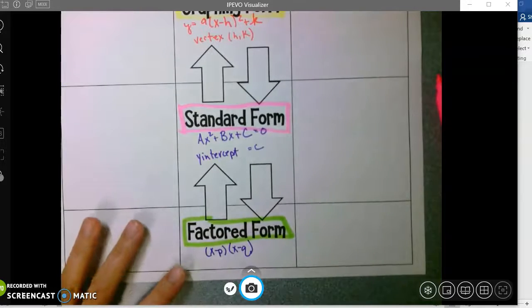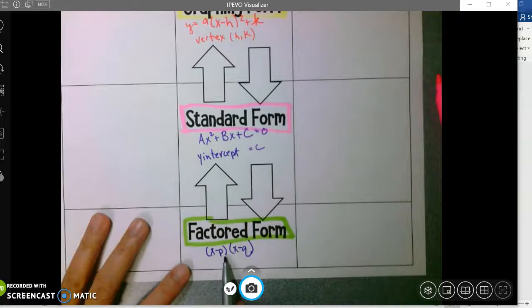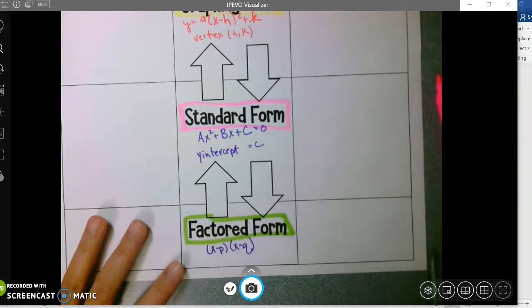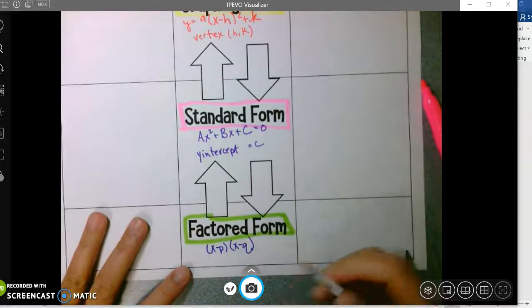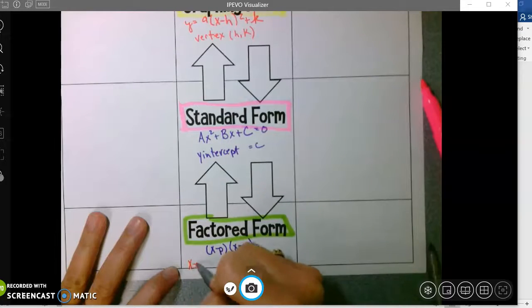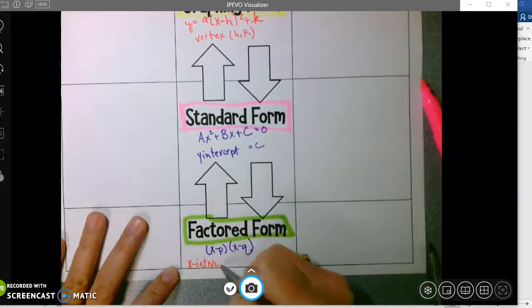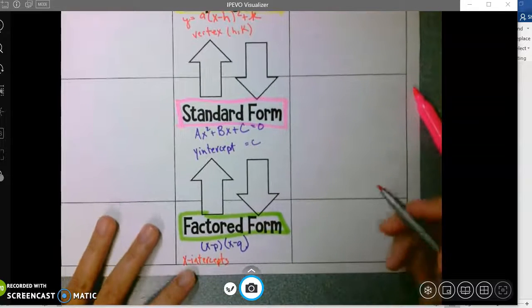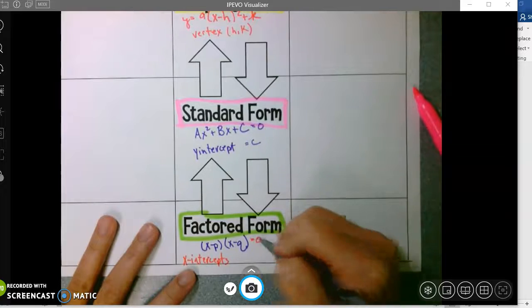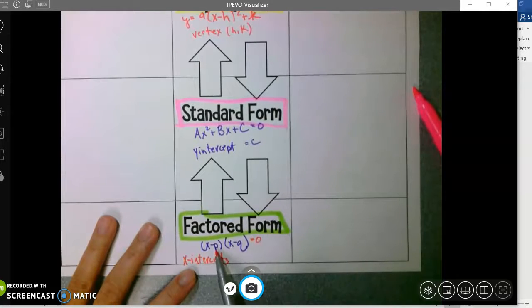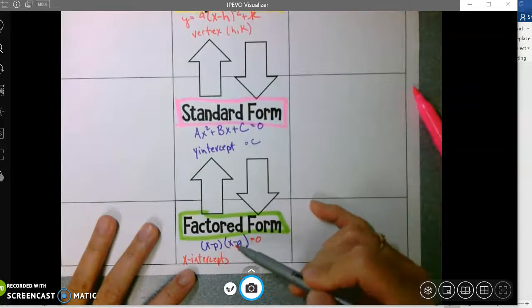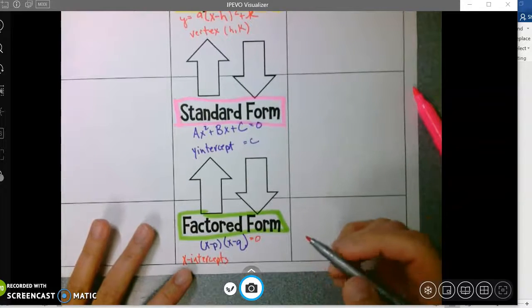The last form is factored form, where we have (x minus p) times (x minus q), right? And why is this good? This gives us our x-intercepts, right? How do we know what our x-intercepts are? Well, we're going to use something called the zero product property that says in order for this thing to be equal to 0, either this has to be 0 or this has to be 0, right? So our x-intercepts will be found by taking each one of these and setting it equal to 0.